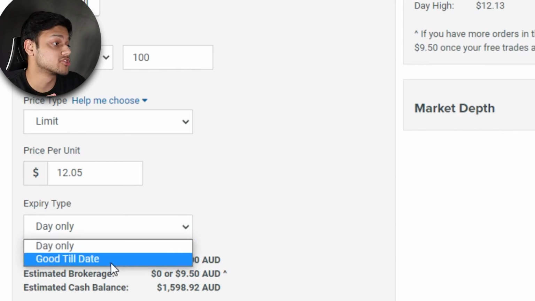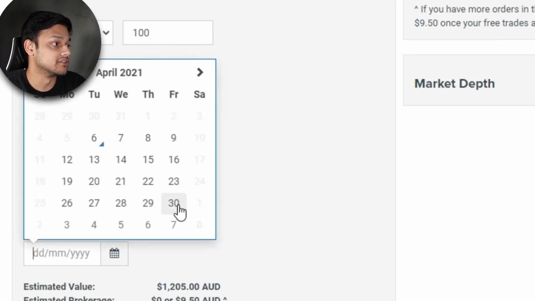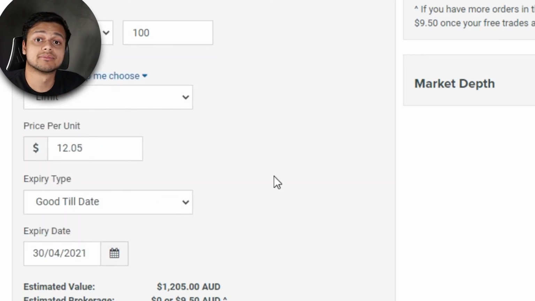Similarly, you can choose the option which is good till date, and that basically means that your order is going to stay in the system. Your order is going to be active until a certain date. So for example, if I choose this date to be the 30th of April, I'm telling the system that I want this order to stay in the queue until that date, and if the price reaches $12.05 in this example, this order will be fulfilled as long as it's before April 30th. If it's May the 1st and then the price reaches $12.05, then the order will no longer be in the system and therefore it won't be fulfilled.